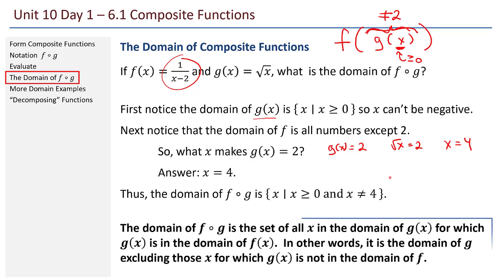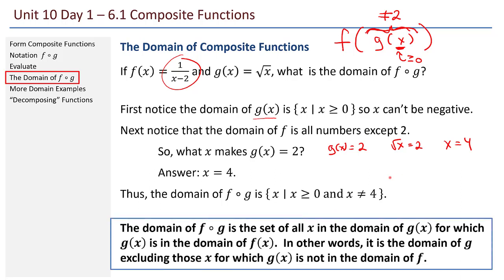Here's the rule in general. The domain of f of g is the set of all x in the domain of g of x for which g of x is in the domain of f of x. In other words, it is the domain of g excluding those x for which g of x is not in the domain of f. So maybe you need to pause and read this over a few times, really think about it, and look at this example. It's not difficult, but you need to pay attention to some detail.